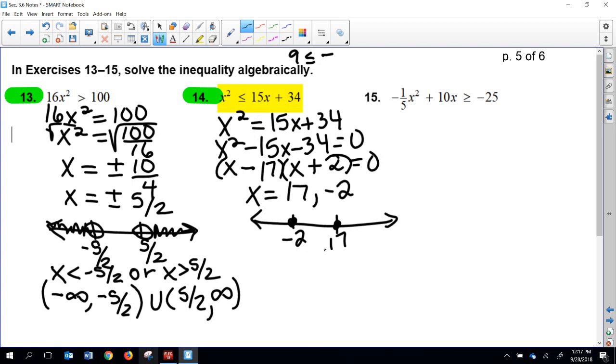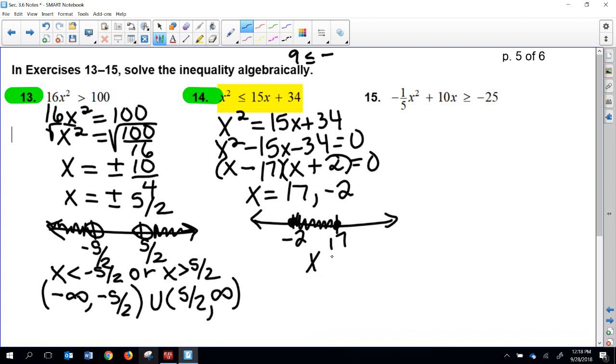What's the easiest number to plug in here? Is 0 less than 34? So this region does work. Do you think that region is going to work? No, it will not. Guys, you can never have regions side by side that are going to work. It's always going to alternate. So if I find this one does work, that one can't work. So here's my solution set.